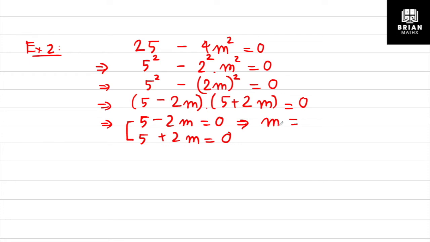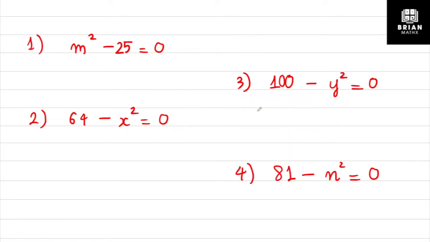Okay, so what is m in here? 5 over 2. So how about the next one? M equal to negative 5 divided by 2. That's all. So after this, you got two solutions for this equation. Yeah, these are two examples for you, and we will work together on an exercise.